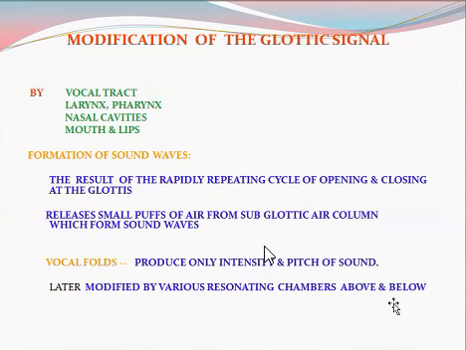Modification of the glottic signal is done by the vocal tract, larynx, and pharynx, nasal cavities, mouth, and lips. Formation of sound waves comes as the result of the rapidly repeating cycle of opening and closing at the glottis, with release of small puffs of air from the subglottic air column, which form sound waves. The vocal folds produce only the intensity and pitch of the sound. It is later modified by various resonating chambers above and below.